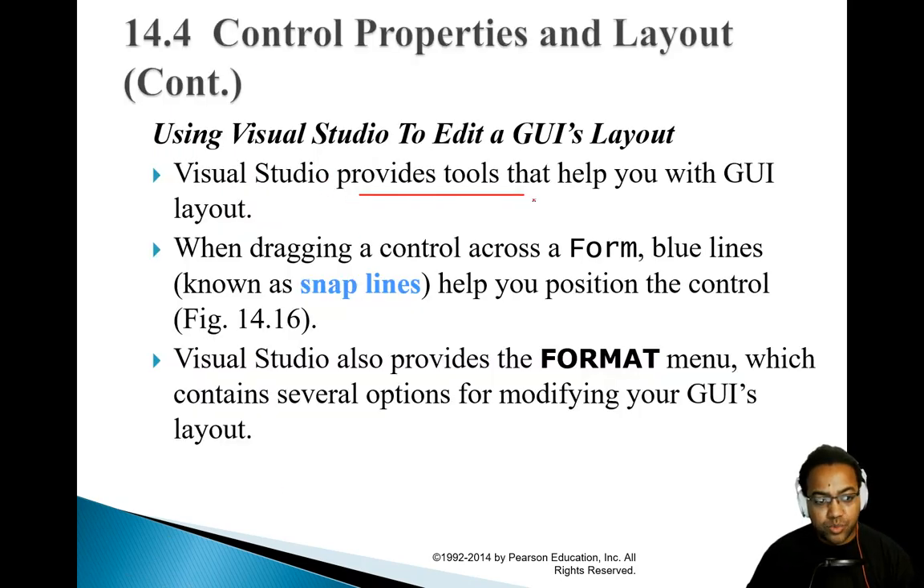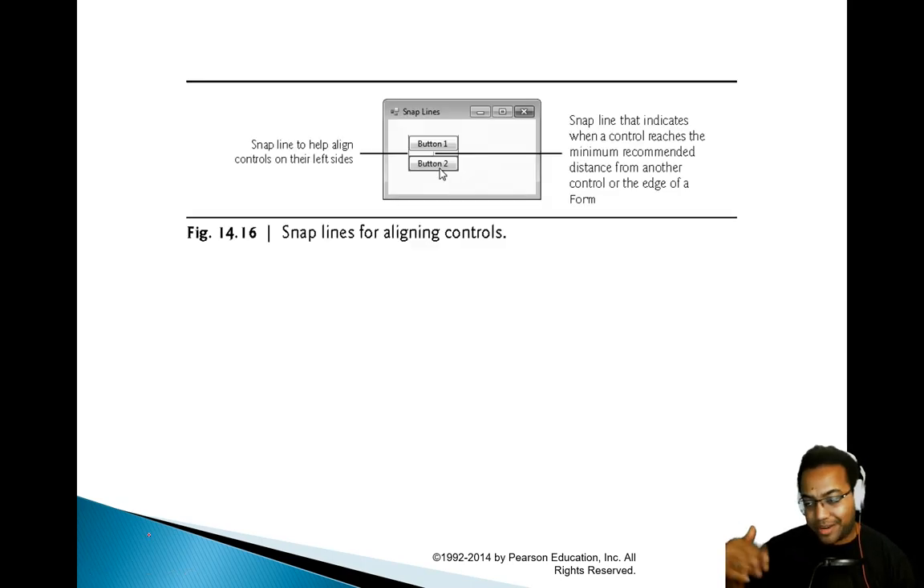Visual Studio provides tools that help you with GUI layout. When dragging a control across a form, blue lines, known as snap lines, as you've seen, help you position the control. Visual Studio also provides the Format menu, which contains several options for modifying your GUI's layout. As you saw, I was just dragging and dropping and moving things around, and the snap lines allow you to see where your objects are and to move them accordingly.